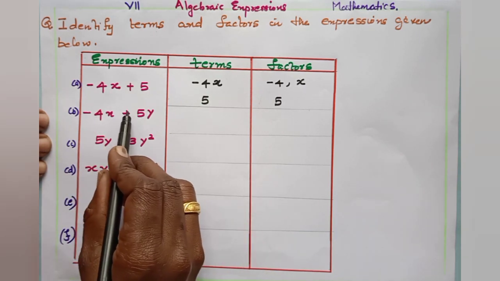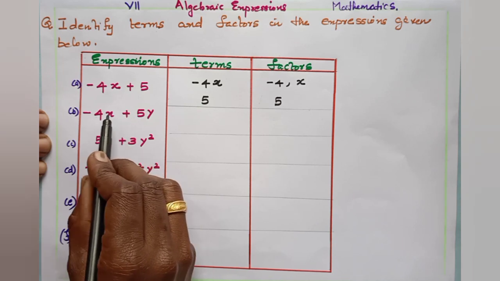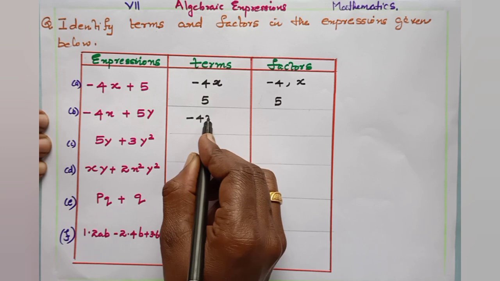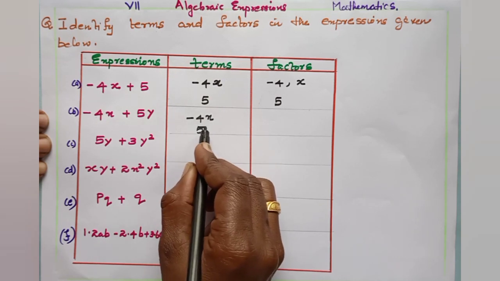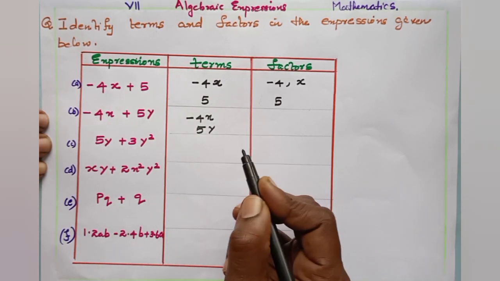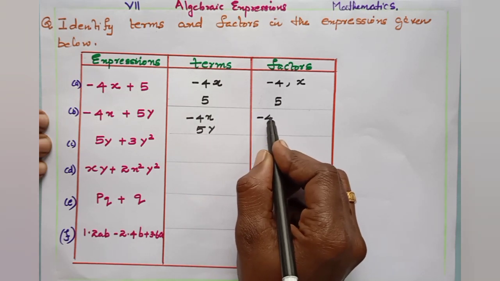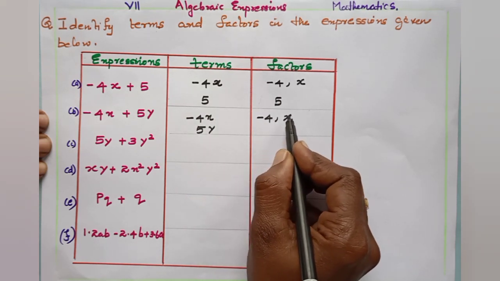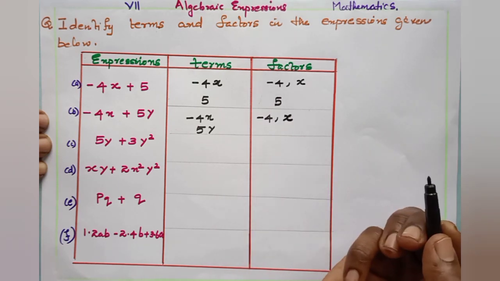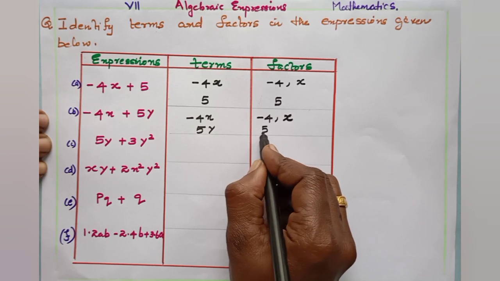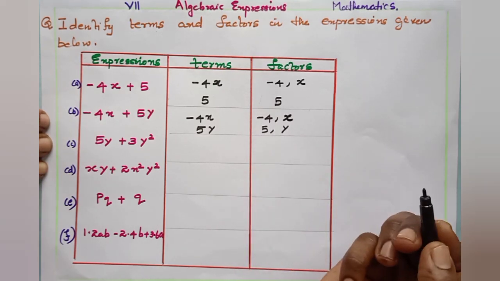So, the terms are separated by plus or minus sign. Here we have two terms. One is minus 4x and the second is 5y. Then for minus 4x, the factors are minus 4 and x, the product of minus 4 and x. For 5y, yes, 5 and y are the factors.